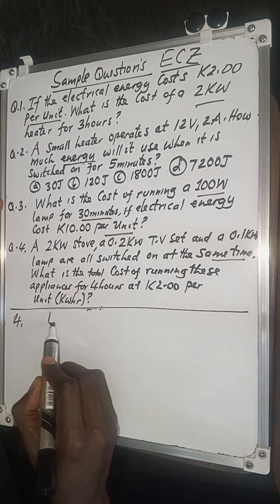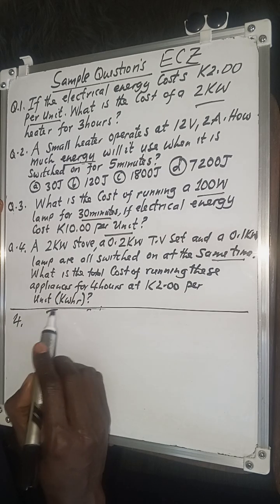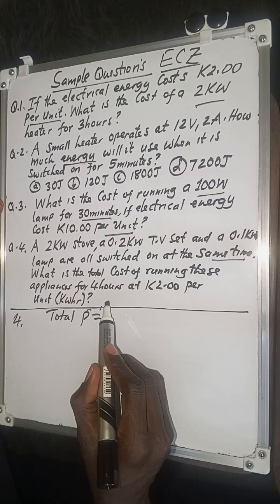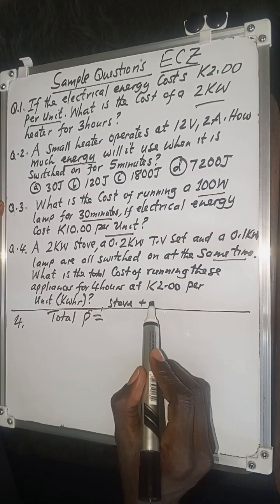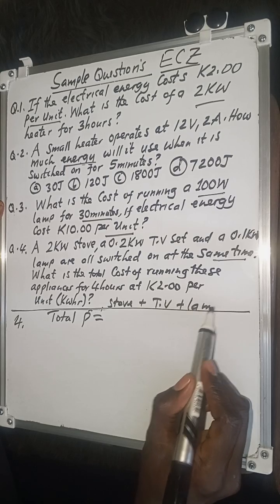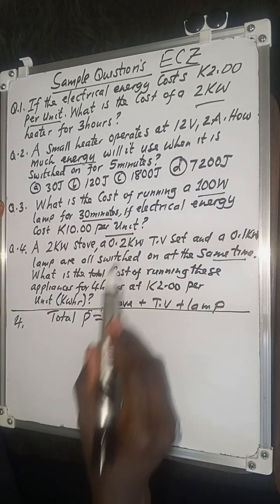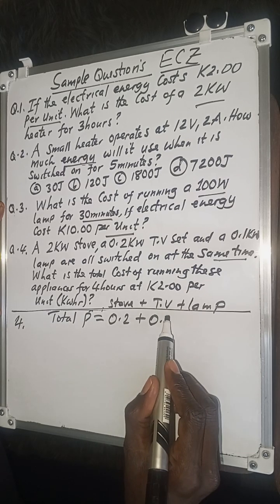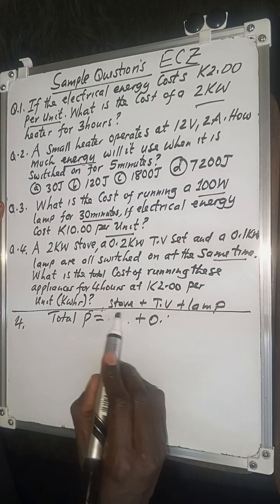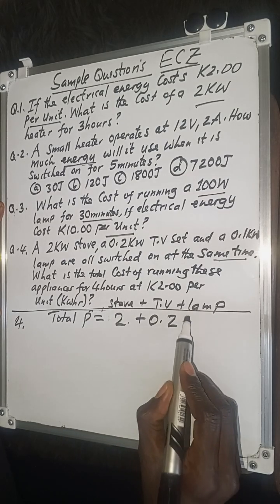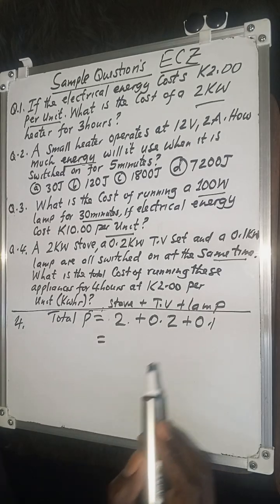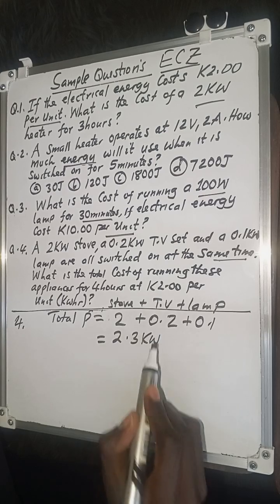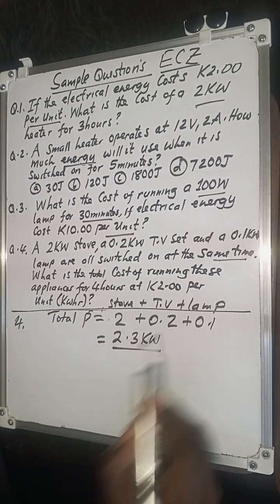So what you do, you first of all find the total power. First of all, get to know the total power of all the appliances. So they have given you for the stove, plus you're going to add for the TV, plus for the lamp. They are already in kilowatt, no need of converting. So the stove is 2 kilowatt, the TV 0.2, plus 0.1. When you add all that, that will give us 2.3 kilowatt. So that's the total power for all the 3 appliances.